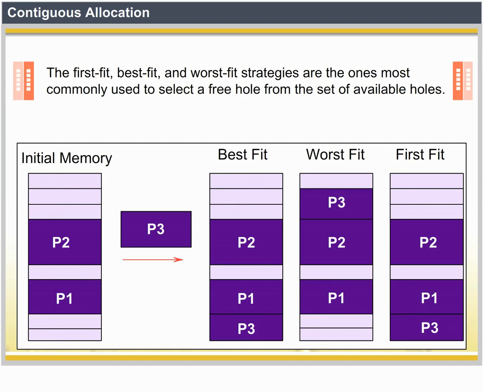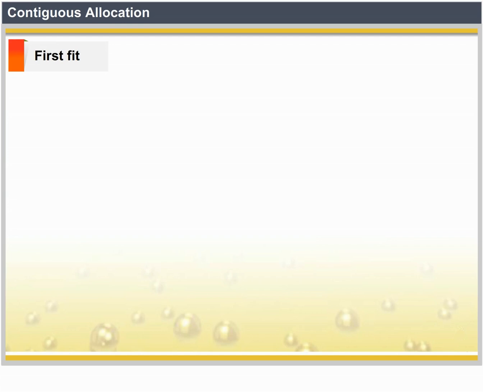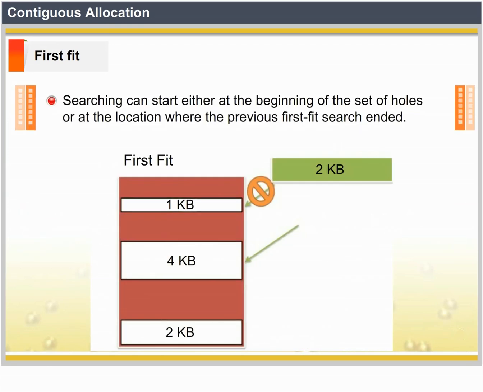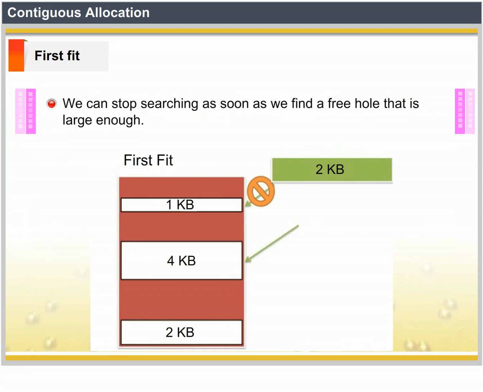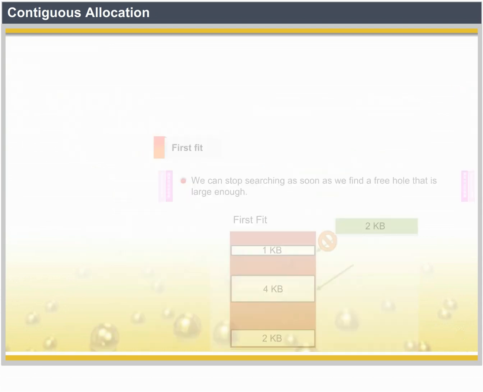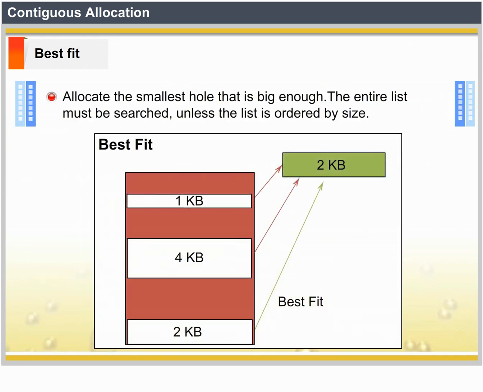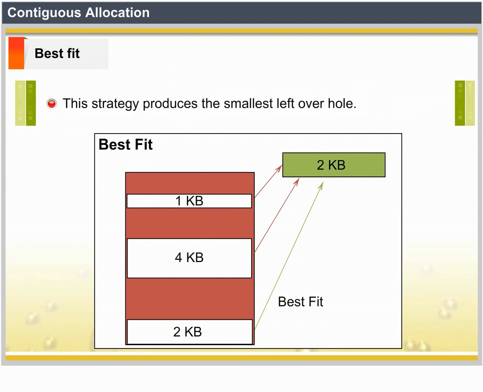First fit: allocate the first hole that is big enough. Searching can start either at the beginning of the set of holes or at the location where the previous first fit search ended. We can stop searching as soon as we find a free hole that is large enough. Best fit: allocate the smallest hole that is big enough. We must search the entire list unless the list is ordered by size. This strategy produces the smallest leftover hole.